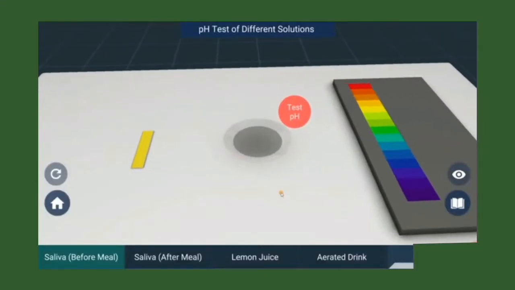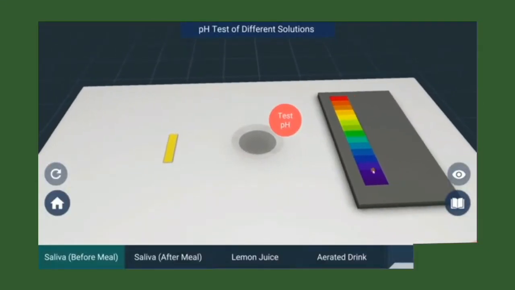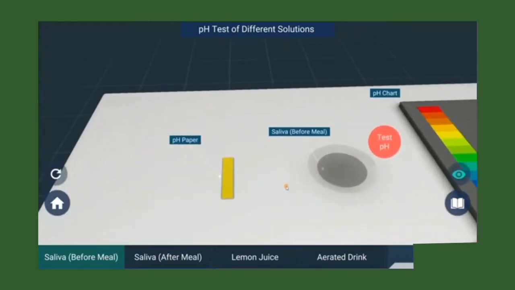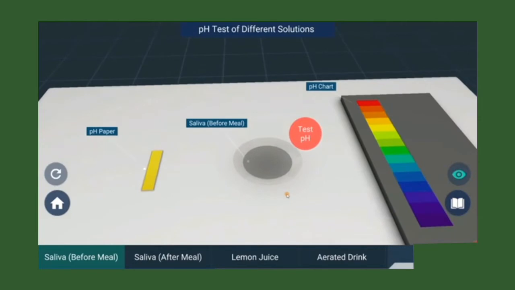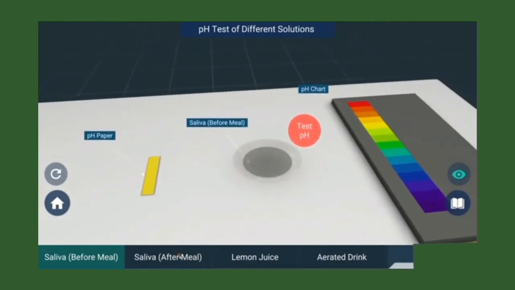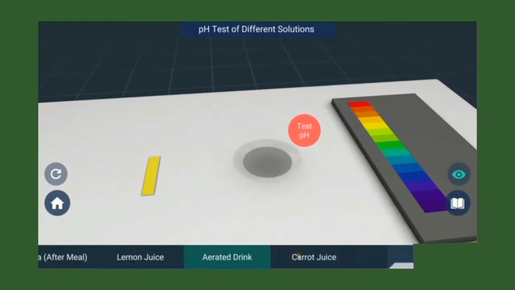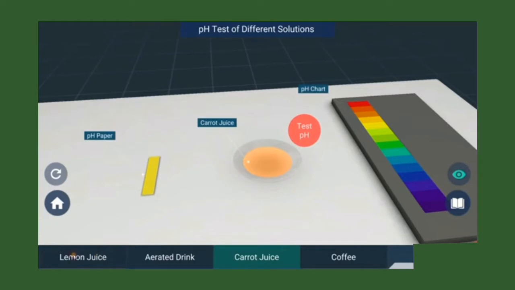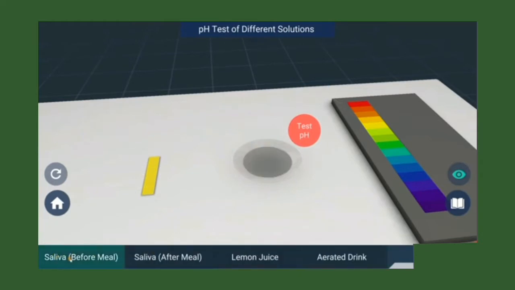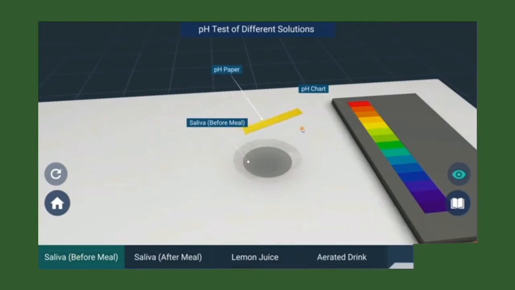Now let us study the pH of different solutions. For this we have to take pH paper and different types of solutions. You can see the different solutions in your textbook, table number 2.2: saliva before meals, saliva after meals, lemon juice, aerated drink, carrot juice, coffee, tomato juice, and so on. Now let us perform. Take a pH paper and dip it in a solution of saliva before meal. Observe.